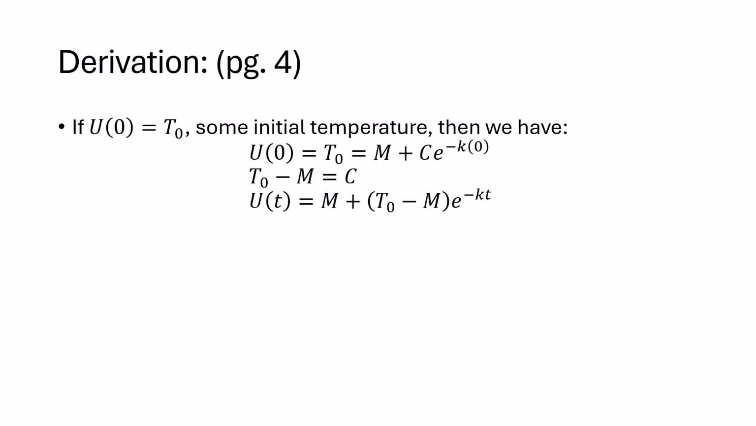So our final form of our model will be U of t, the temperature of the object, is equal to M, the temperature of the surroundings, plus the quantity T naught minus M, where T naught is the initial temperature. And we're going to take that T naught minus M quantity, and we're going to multiply it by e to the negative k little t, where little t is time and little k is the rate.